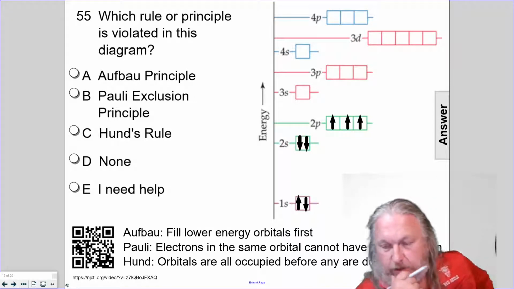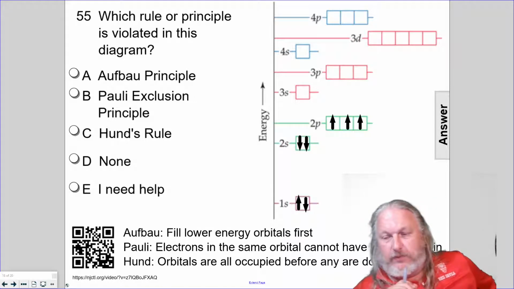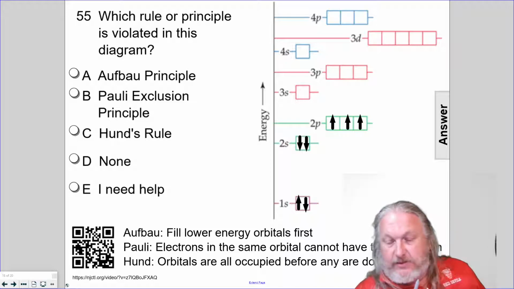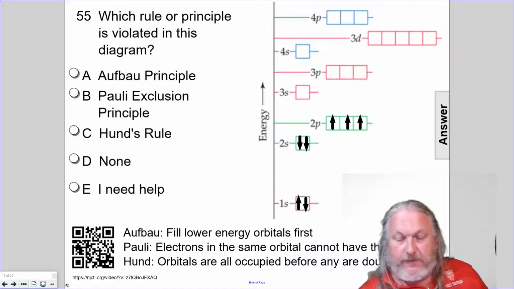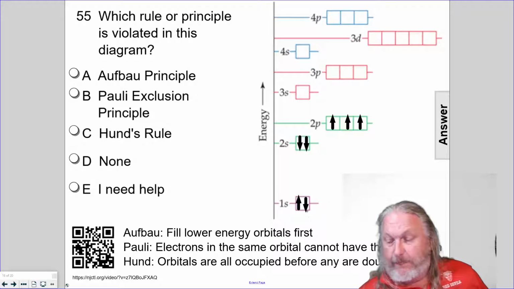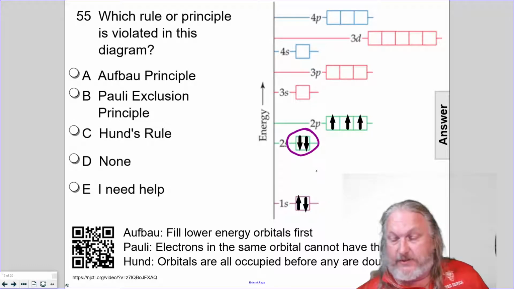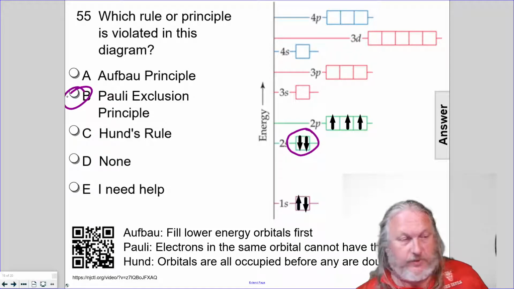Now, which rule or principle is violated in this diagram? And those are the three rules. Aufbau says you fill the lower energy orbitals first. Well, they're all filled and they're the lower energy orbitals. Pauli: electrons in the same orbital cannot have the same spin. Well, those have different spins. Ooh, this does not. So this is violating the Pauli exclusion principle.